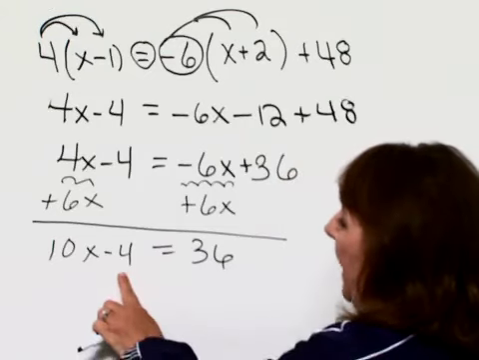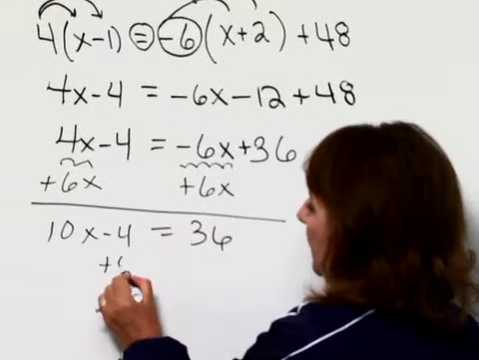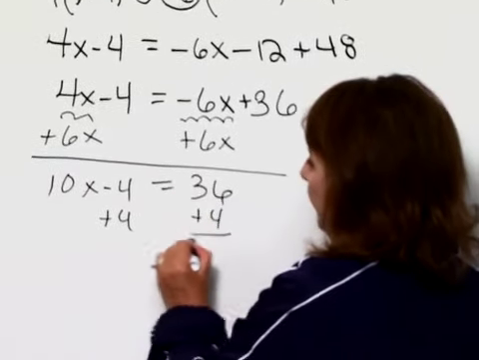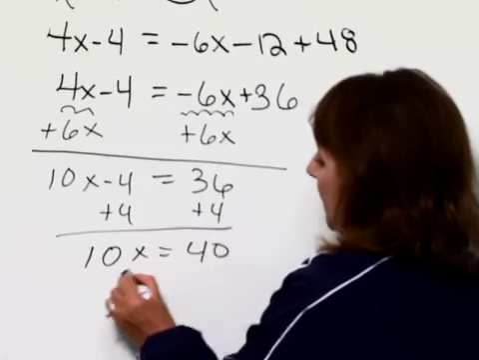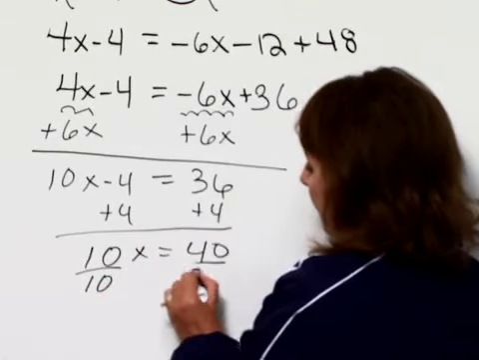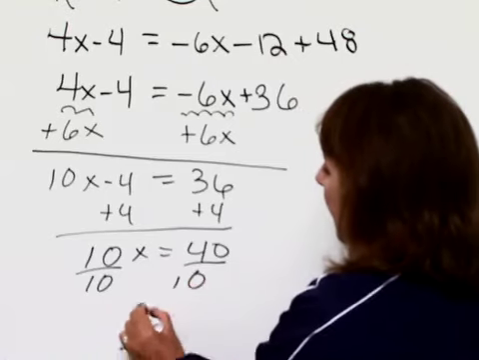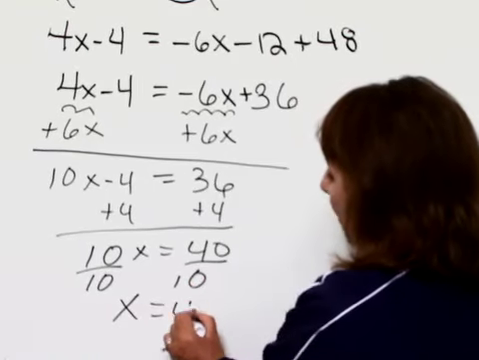To do that, we add 4 to both sides of the equation. 10x equals 40. Then we divide by 10. And we get x equals 4.